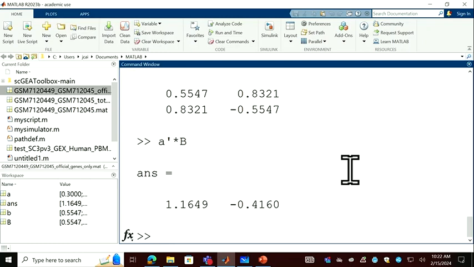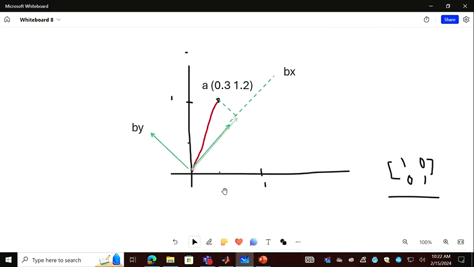Is that clear? Okay, so that's what we're doing, this rotation basically. You rotate your axis from 1, 0 to Bx, and you rotate your 0, 1 to By. It's the same as rotating your A clockwise, closer to your x-axis.